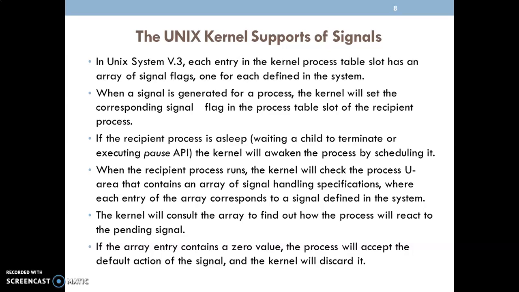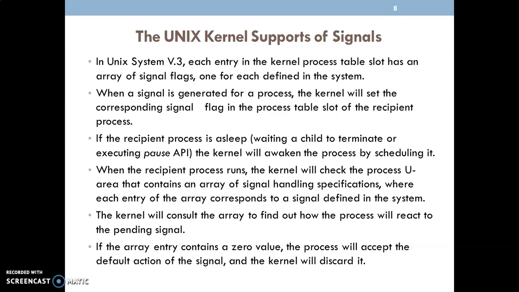When the process runs, the kernel will check the process U area, which contains an array of signal handling specifications, where each entry of the array corresponds to a signal defined in the system. This means how to handle a particular signal: whether we need to take the default action, ignore the signal, or consider it as a user defined function.